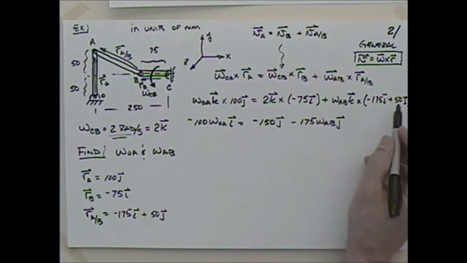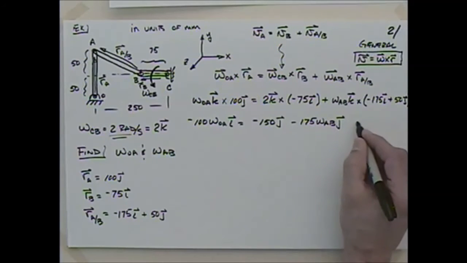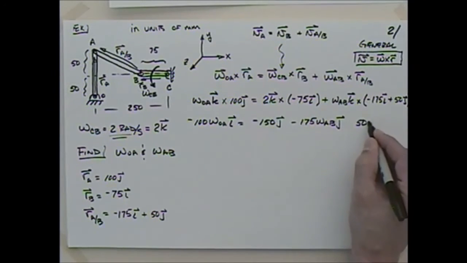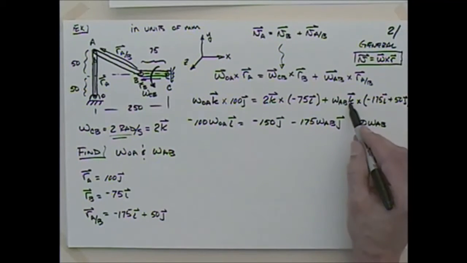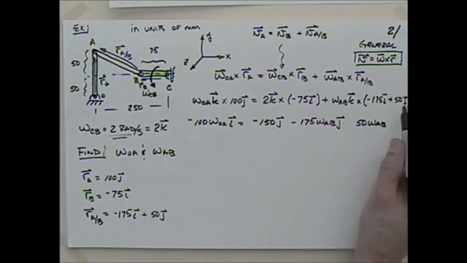And then I have this 50. So I'll have 50 omega AB, and I've got K crossed with J, which is what? Negative I? Did I get that right? Let me double check that.